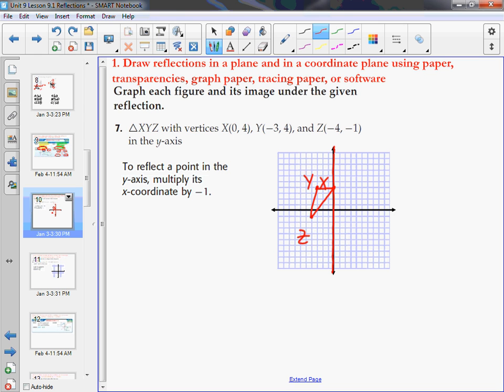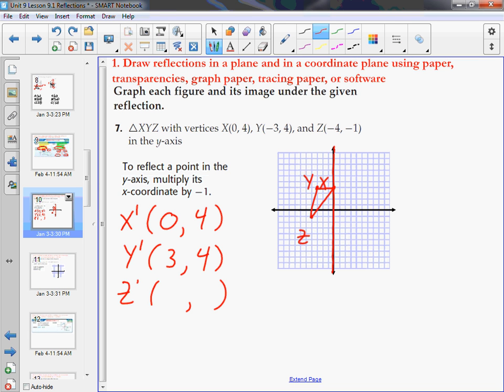We can do that. But let's do this too. Let's go ahead and figure them out. X prime, Y prime, Z prime. And I wrote it down here again, so hopefully we can use this. To reflect a point in the y-axis, multiply its x-coordinate by negative 1. So if I take X (0, 4), and multiply its x-coordinate by negative 1, well, 0 times negative 1 is still 0. Well, that makes sense, doesn't it? Since X is on the line of reflection, shouldn't X prime be the same point? So X prime is the same point. And then for Y prime, Y is (negative 3, 4). If we multiply its x-coordinate by negative 1, now it's (positive 3, 4), the coordinates of Y prime.